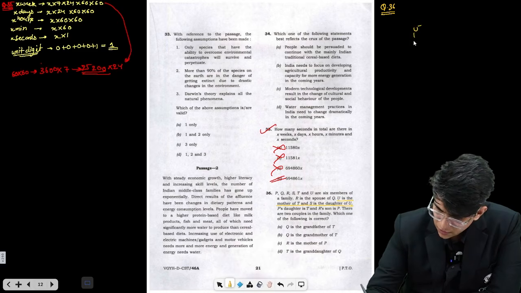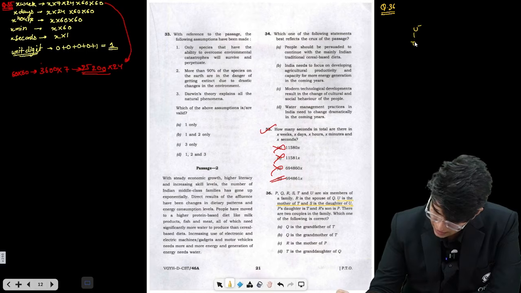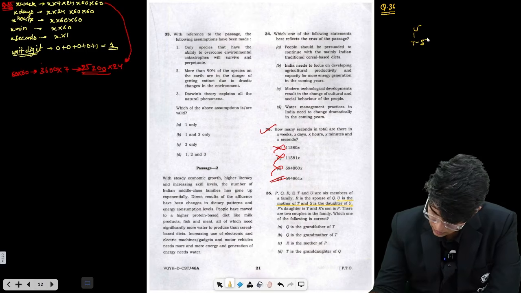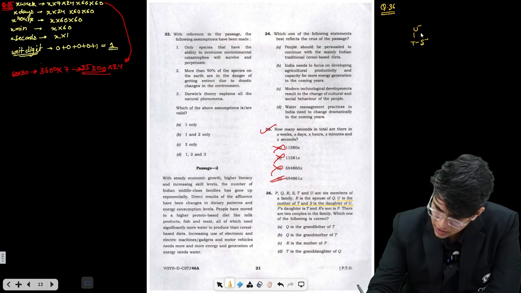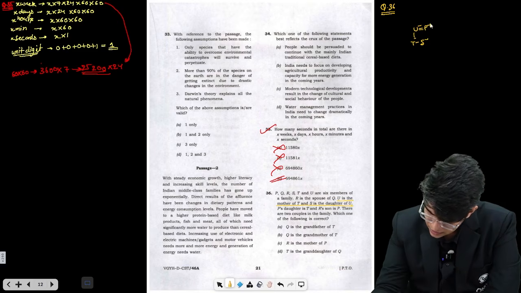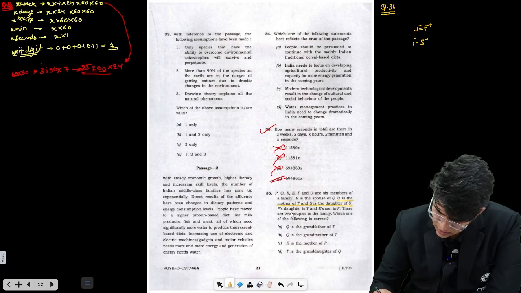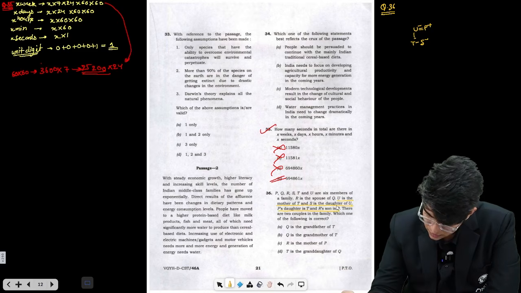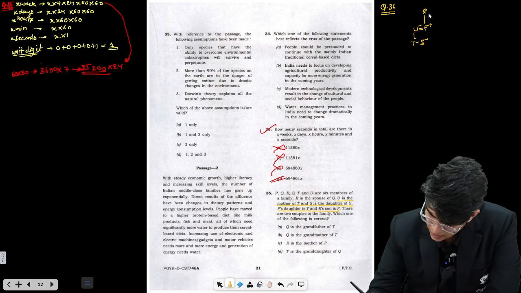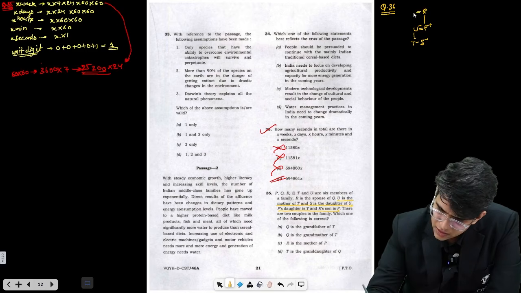U is the mother of T and S is the daughter of U. P's daughter is T. That means P's daughter is T and P is the husband. P is the husband of U, and R is the son of P. R's son is P, okay. Also, R is the spouse of Q.